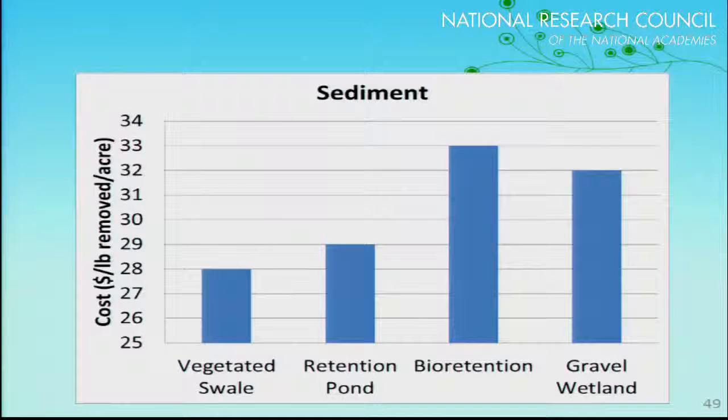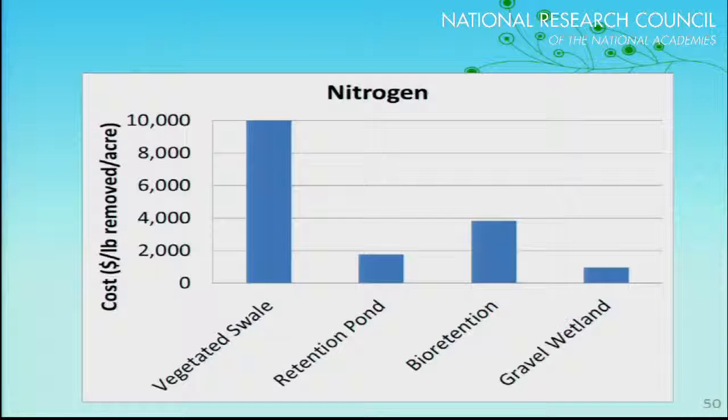But the real value, if you want to compare a metric, is the cost in dollars per pound removed of your pollutant per acre of your watershed. And when you start to match this up, here you see the left-hand scale is that cost from $25 to $34 for different technologies. But when you go to something like nitrogen, you need to start using a logarithmic scale, because if you don't get out nitrogen, the cost per pound just skyrockets.